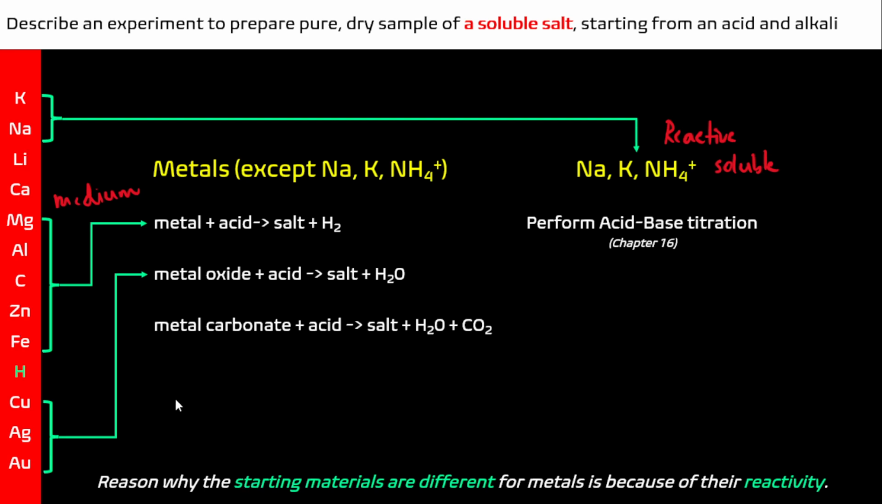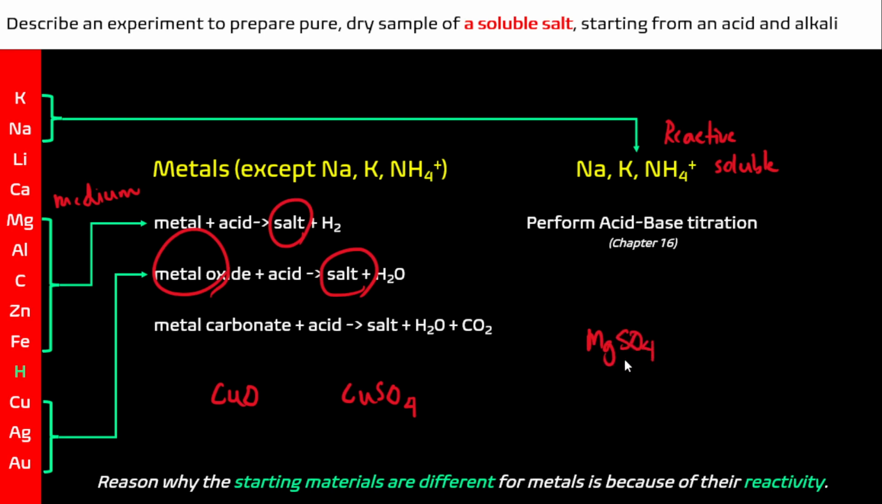The reason why the starting materials are different for metals is because of their reactivity. If you want a copper(II) sulfate salt, CuSO4, remember that you have to start from the metal oxide, CuO. But if you want a magnesium sulfate salt such as MgSO4, you can simply start with the metal itself, Mg.